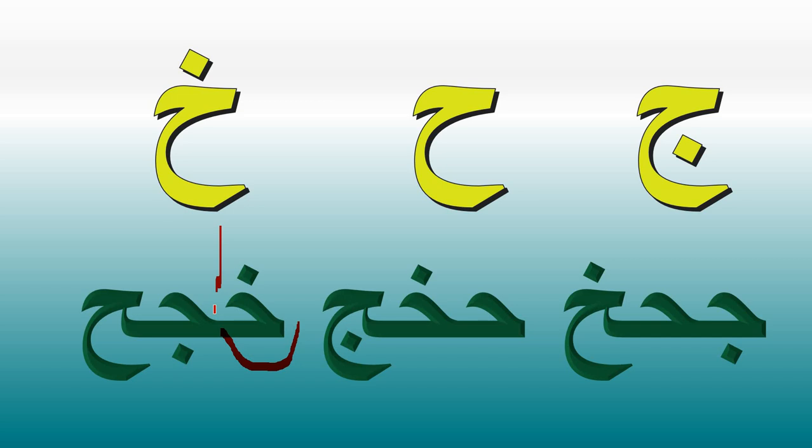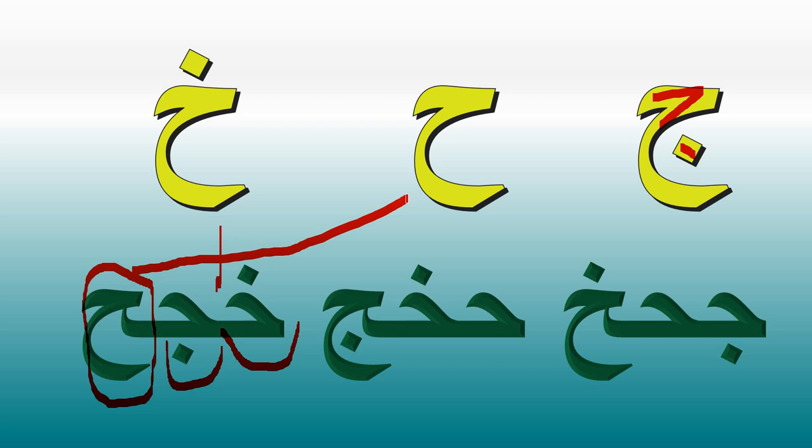خاء. Yes. And what is this? Has a dot down. Which one has a dot down? Yes, جيم. The last one, easy. It's حاء that has no dots at all.